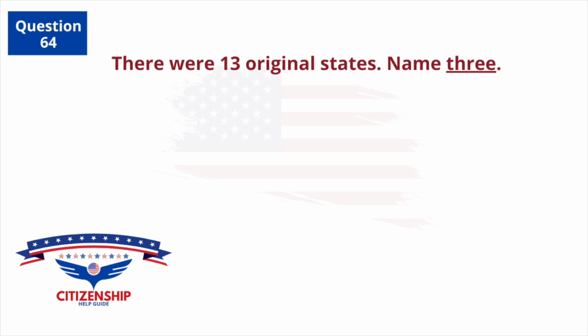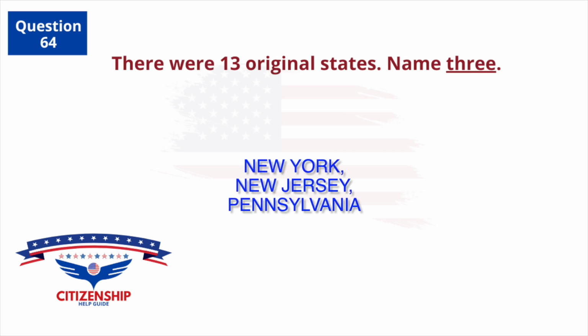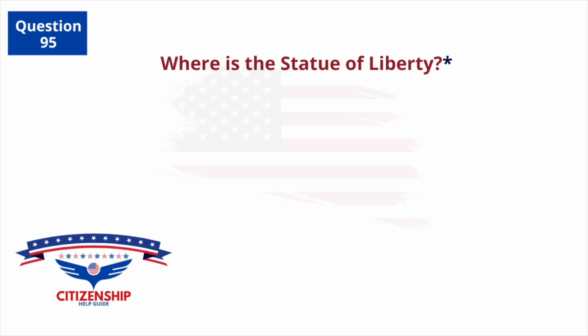There were 13 original states. Name 3. New York, New Jersey, and Pennsylvania. Where is the Statue of Liberty? New York Harbor.